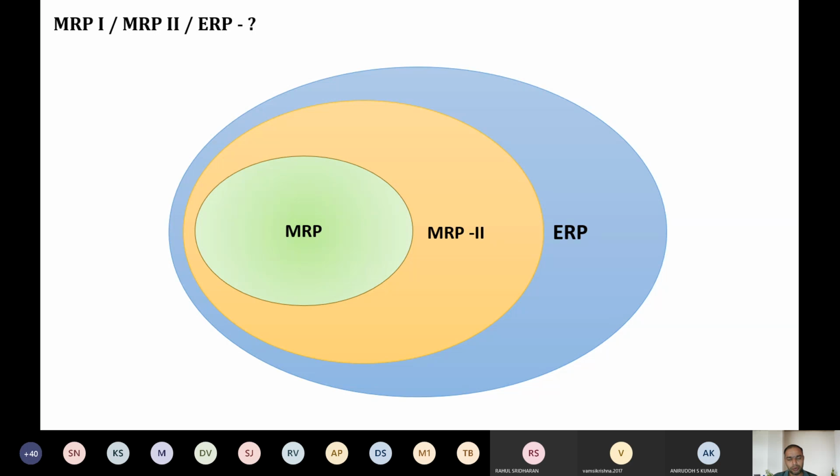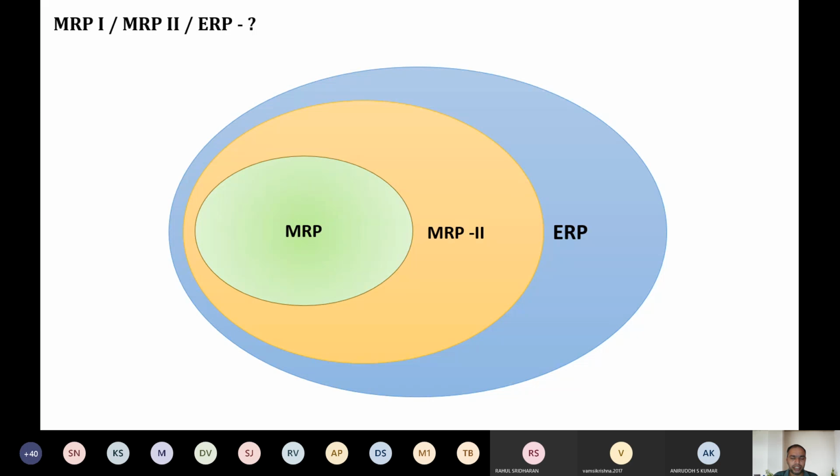Over a period of time, after the evolution of MRP, we got something called ERP. ERP is a software, nowadays called Enterprise Resource Planning. So, for example, if I'm worried only about manufacturing one component, that is MRP. If I'm planning the activity for my unit, then it is called MRP2. Or if I'm planning for the entire enterprise, where I may have many companies or many units, that is called ERP.